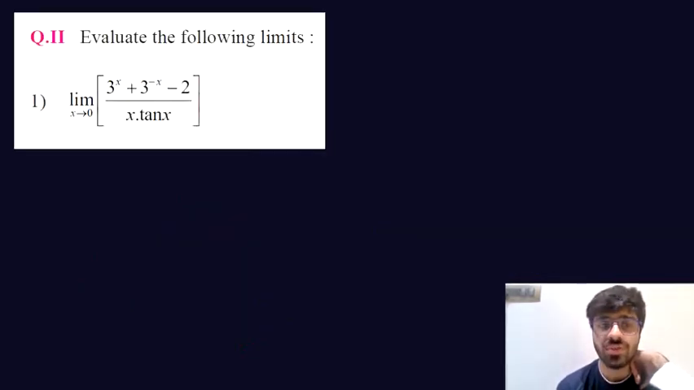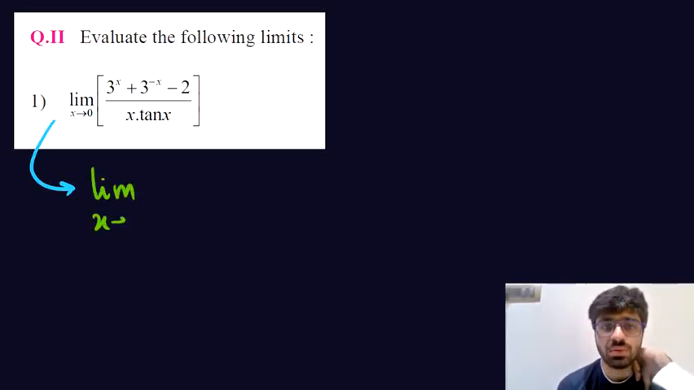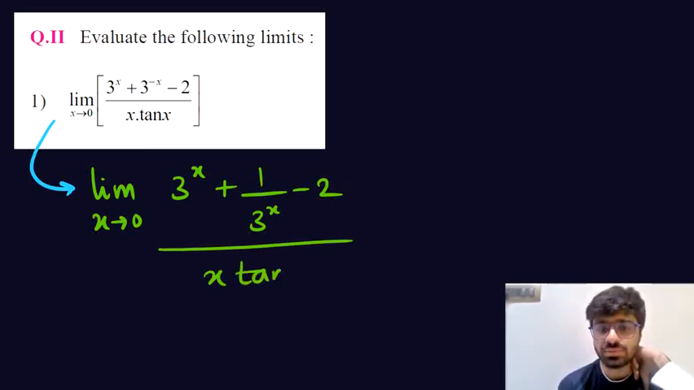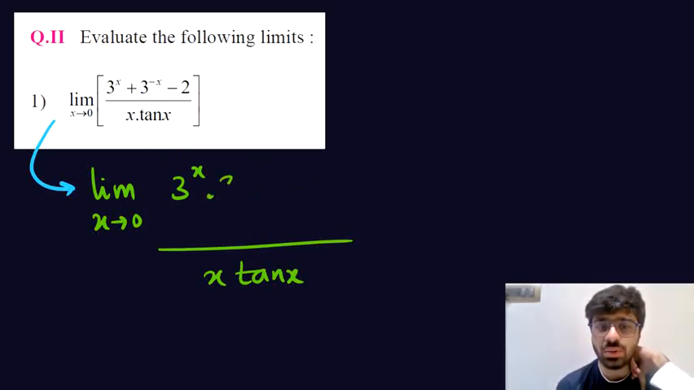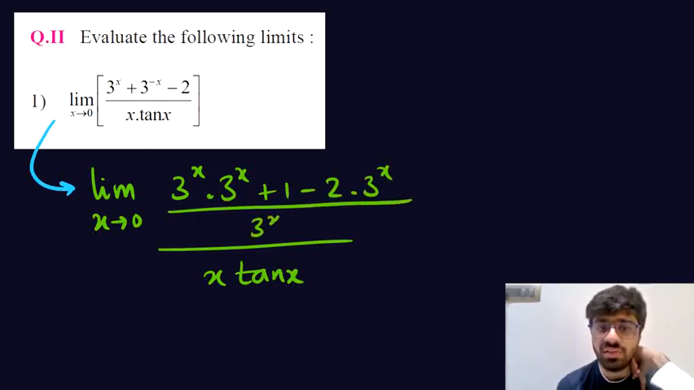Moving on with the first question in the second main question. So what you can do here is, you can write it as limit of x tends to 0. See, you have a 3 power minus x in the numerator, which can be written as 1 upon 3 power x minus 2 divided by x tan x. If you combine the terms in the numerator by taking an LCM, the first term will be 3 power x into 3 power x plus 1 minus 2 into 3 power x, the whole divided by 3 power x.